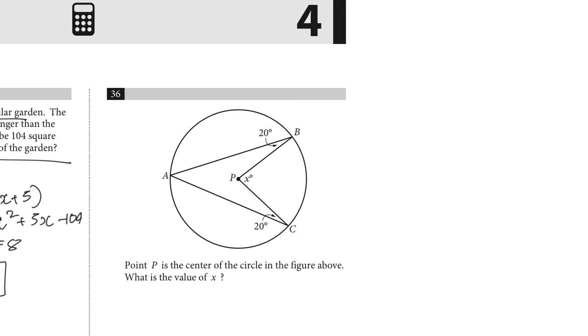Point P is the center of the circle in the figure above. What is the value of x? Alright, this is 20, this is 20. Let's break this circle down into two parts. Since this is the radius, both of these will be 20. And since the rule is that the central angle is 2x when the inscribed angle is x, if this is 40, this will be 80. So the answer is 80.